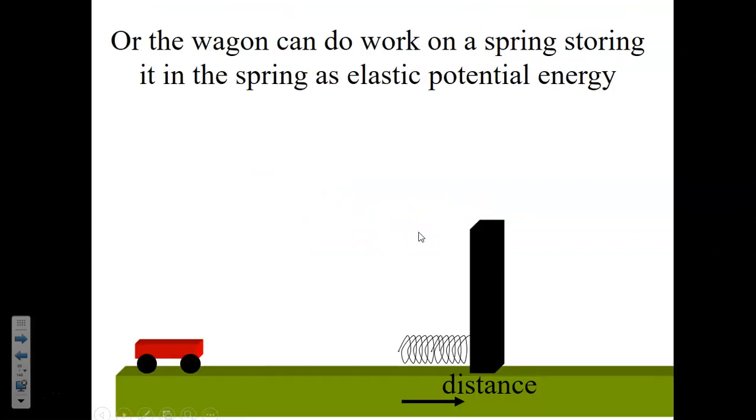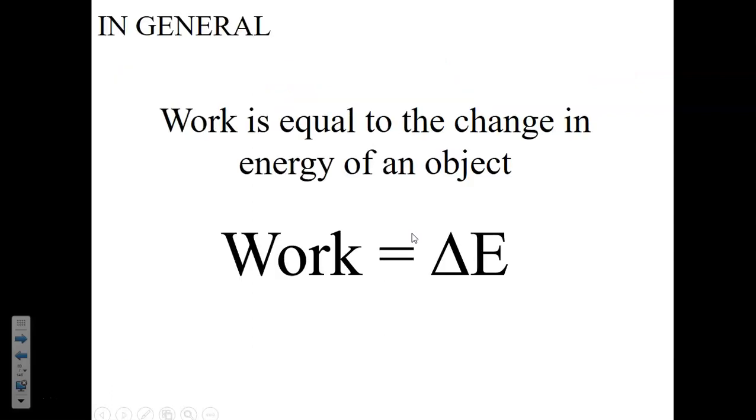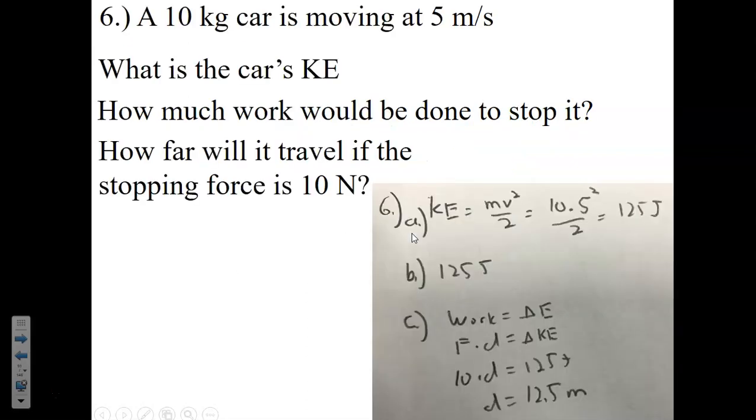That is true. Okay, so if we have a car and it drives into a spring, it can store that energy in the elastic potential energy of the spring. As the wagon loses energy, the spring gains it, and that energy just changes form, and we'll get more into that a little bit later on. Okay, and in the process, the spring does work on the car and changes the energy of the car. So work equals the change in energy. We're just trying to beat that into your brains a couple more times.